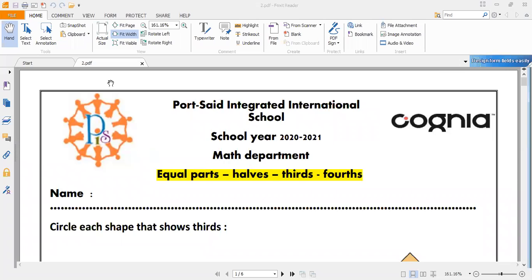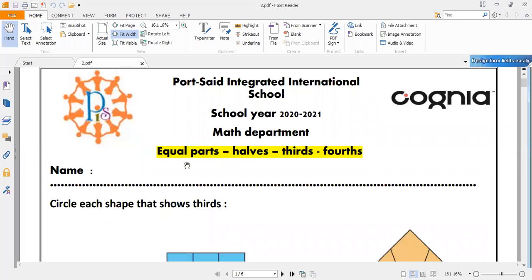Okay, good. Let's get started with our session today. Today we're going to revise equal parts: halves, thirds, and fourths.